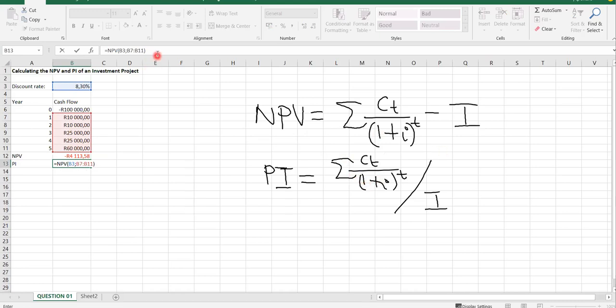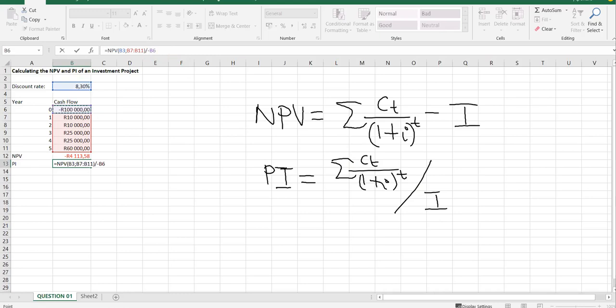Then you divide. Then you're dividing by the initial investment, I. So the initial investment here, it is minus 100,000, right? So because you want to put it as a positive, to get around this negative, I'm going to put a negative in front. Then I highlight my cell B6. So B6 is a negative number. So a negative times a negative, then you get a positive because I want a positive value. So that is my formula.